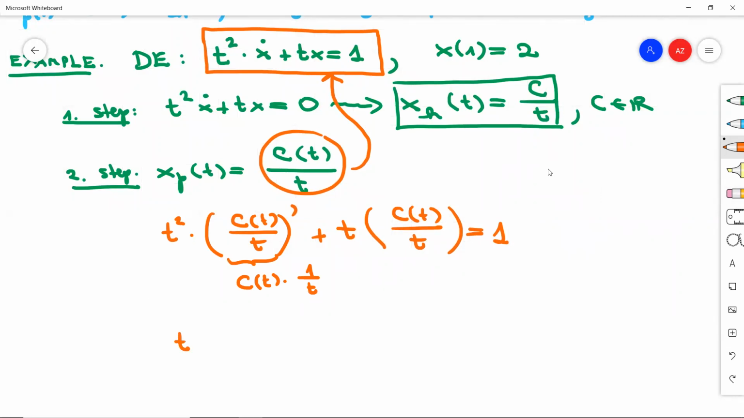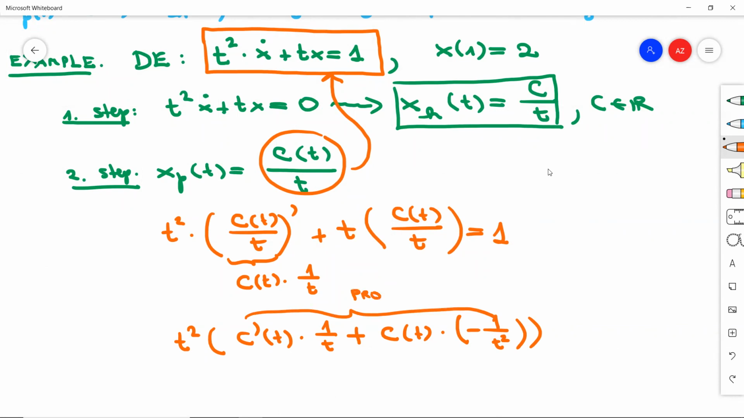And what I get is t squared, and then I first take the derivative of c times 1 over t, and then plus c(t) times the derivative of 1 over t, which is minus 1 over t squared. So I used the product rule. And then plus, and here t and t in the second summand cancel, and c(t) remains. I get 1.